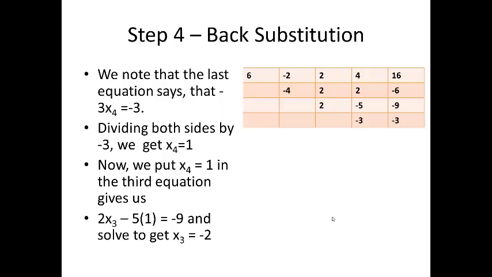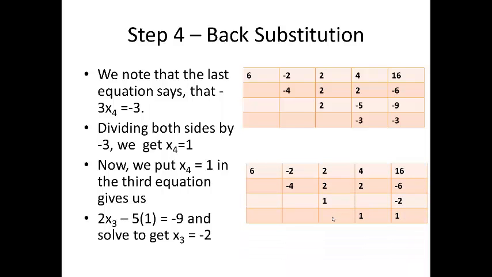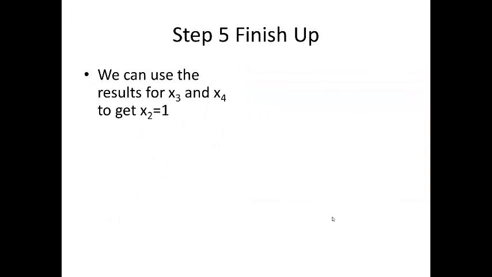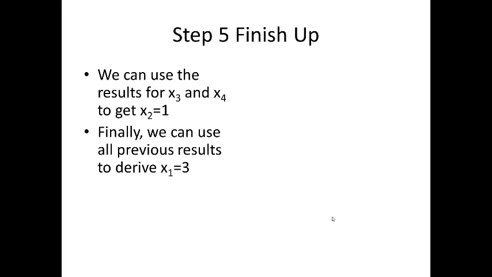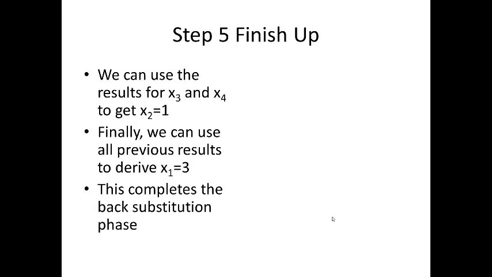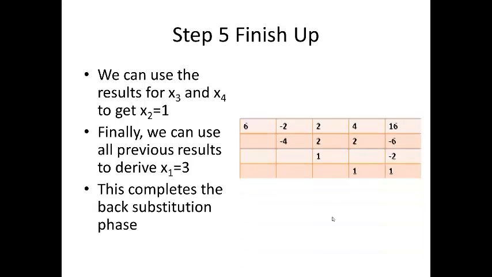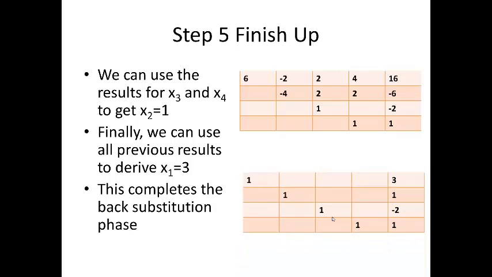Now we put x4 equals 1 in the third equation. This gives us 2x3 minus 5 times 1 is equal to minus 9. And we can solve that to get x3 is equal to minus 2. Now, we can use the results for x3 and x4 to get x2 is equal to 1. And then finally, we can use all the previous results to derive x1 is equal to 3. That completes our back substitution phase. And at the end, we have the solution. x1 is equal to 3, x2 is 1, x3 is minus 2, and x4 is 1.